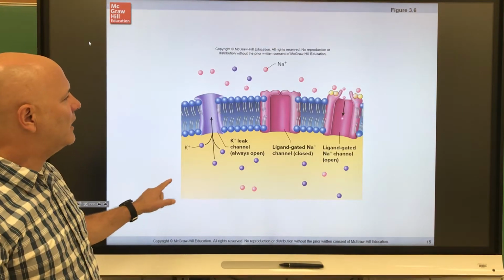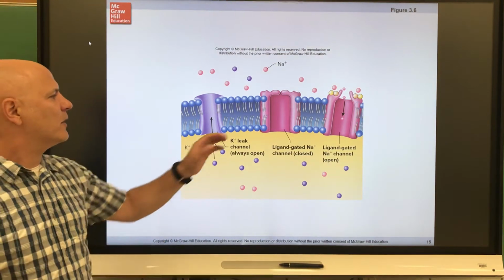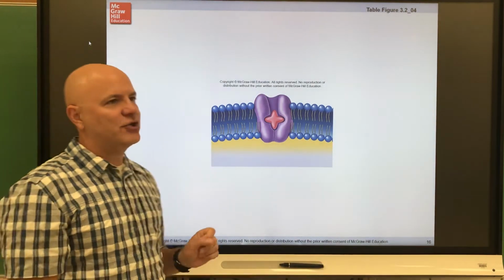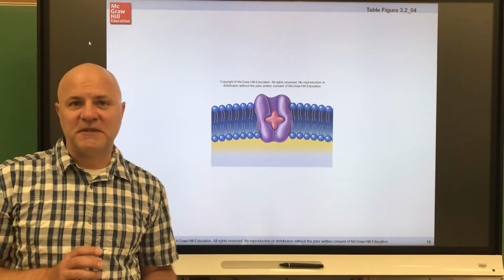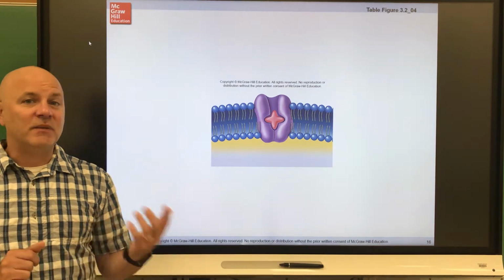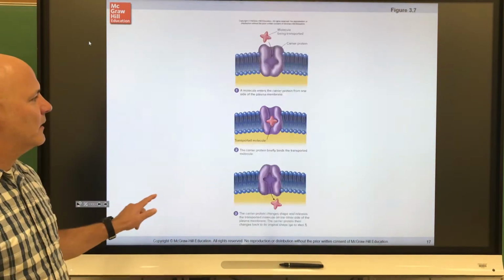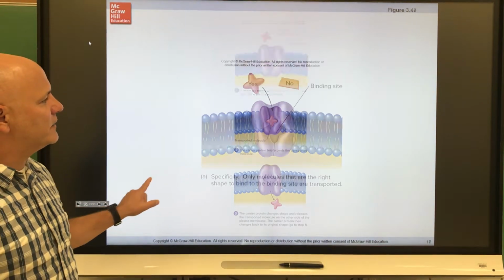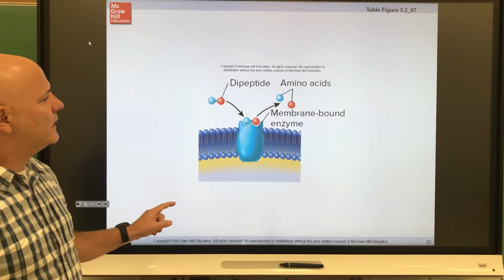Next, so these are showing gated channel proteins, so they're going to open and close in certain situations. And this one is showing a carrier protein. And carrier proteins are going to move specific substances across the plasma membrane. Sometimes these require energy, sometimes they don't. All right? So this is just showing the movement of a molecule through a carrier protein. So, okay, let's move to this one.